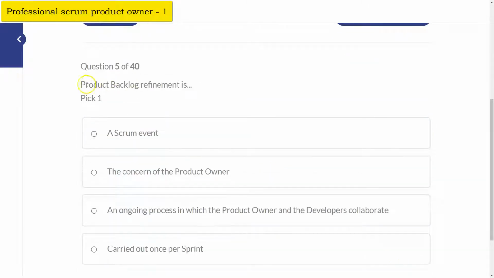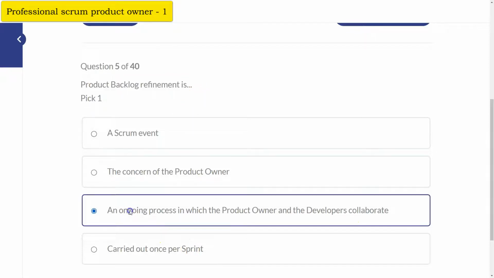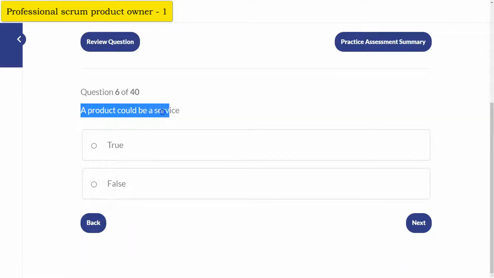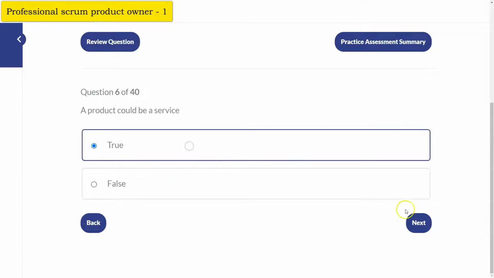Okay. Next question. Product backlog refinement is, pick one. Scrum event, a concern of the product owner, an ongoing process in which the product owner and the developers collaborate, carried out once per sprint. So guys, it is an ongoing process in which the product owner and the developers collaborate. Okay, so the right answer is C. Question 6. A product could be a service. True or false? Answer is true.